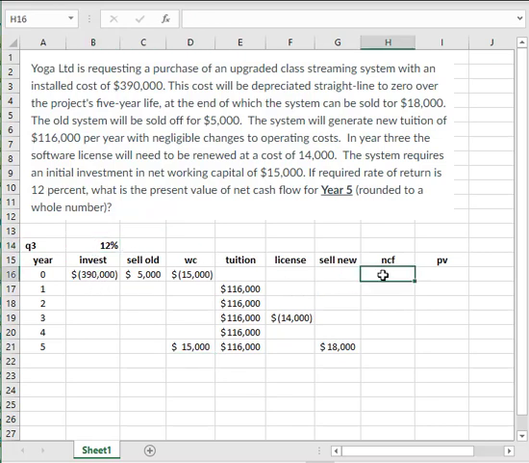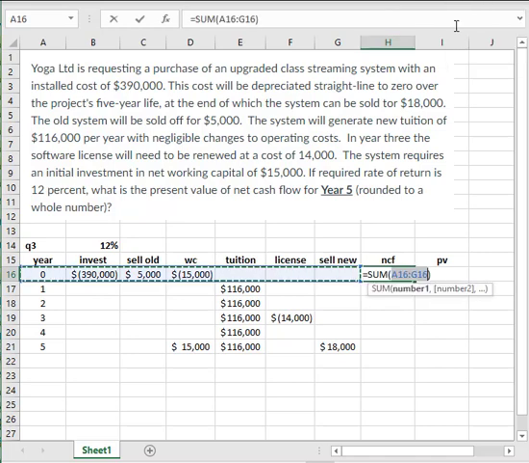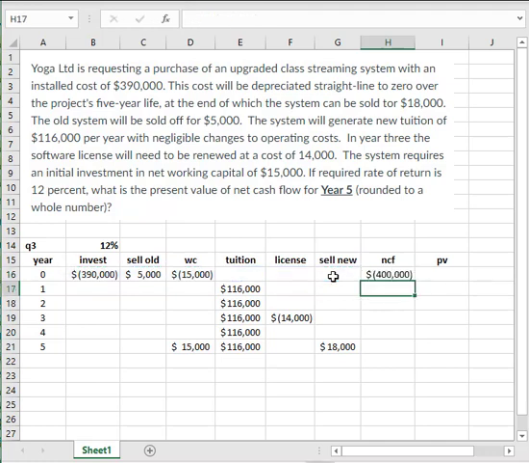All right, so the net cash flow by year, don't include the year in that. So just add all of those up. I'm just going to copy that down. So that's my net cash flow. I need the present value of the net. So year 0, the present value, it's already in present value.